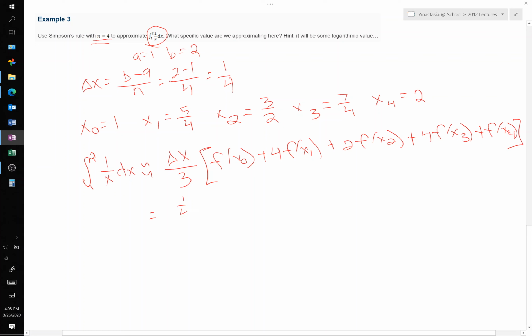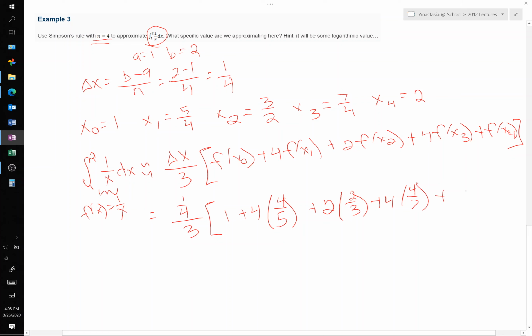So we have 1/4 divided by 3. Our function is 1 over x. So we are going to have 1 over 1, which will give us a 1. Then we'll have plus 4 times 1 over 5/4, or 4/5. Then we'll have plus 2 times 2/3 plus 4 times 4/7 plus 1/2.